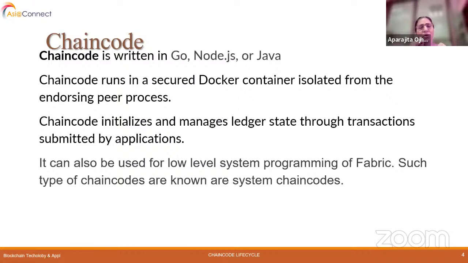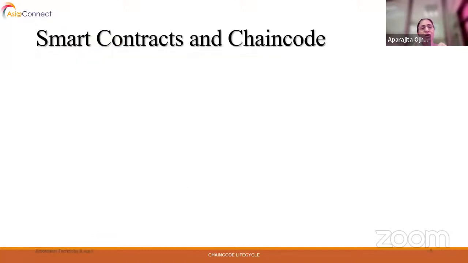It can also be used for low-level system programming, because in order to maintain the network, you need not always be working from the client application side. There can be many things that need to be managed at the network side. For low-level system programming, you also have chain code. Such types of chain codes are known as system chain codes. So remember that there are system chain codes and there are application chain codes. Those application chain codes will be installed on different peers.